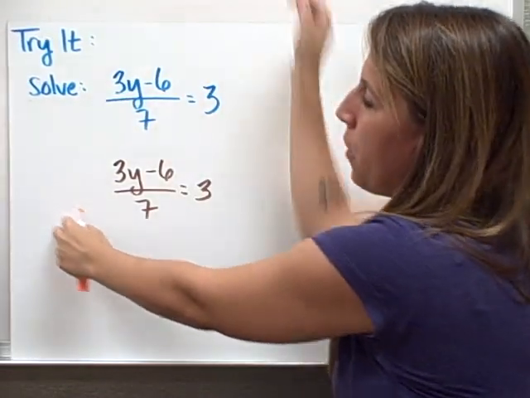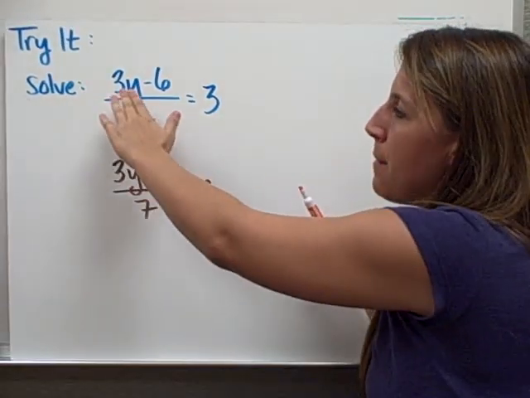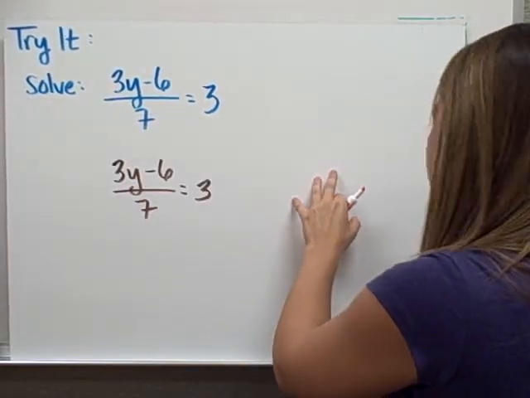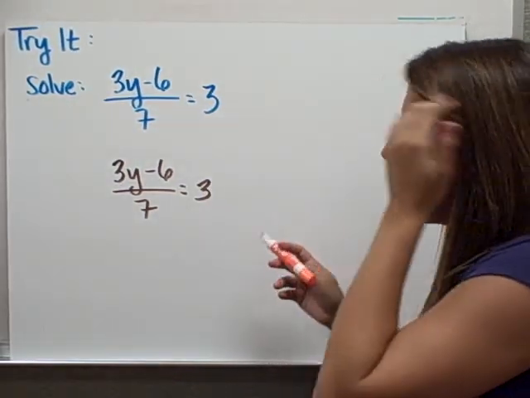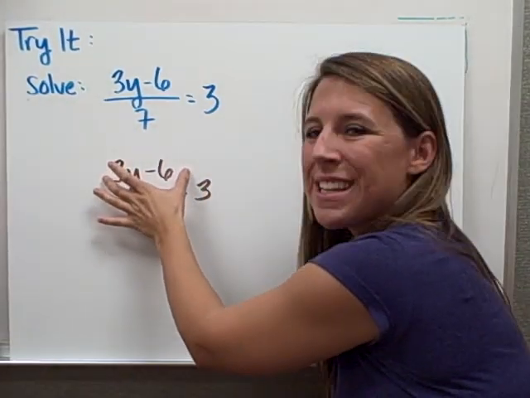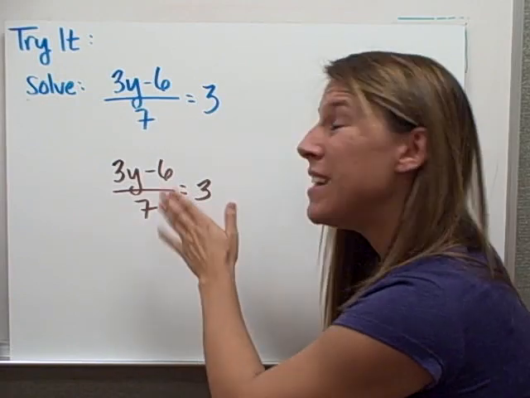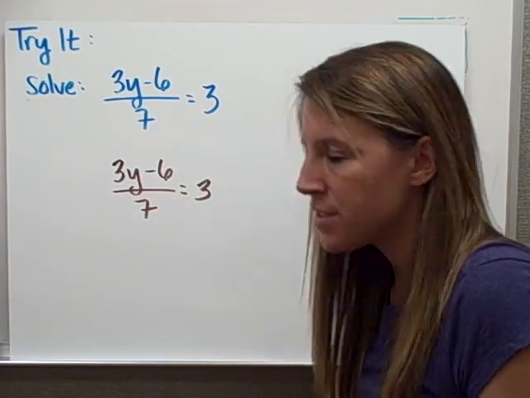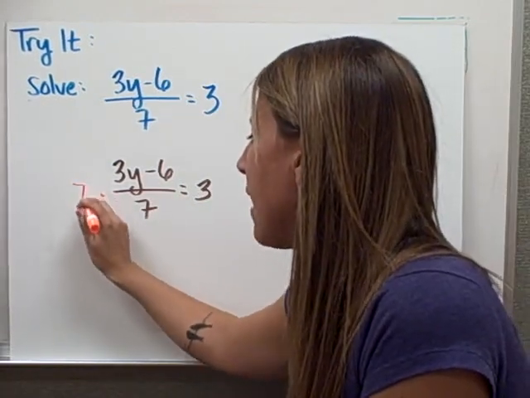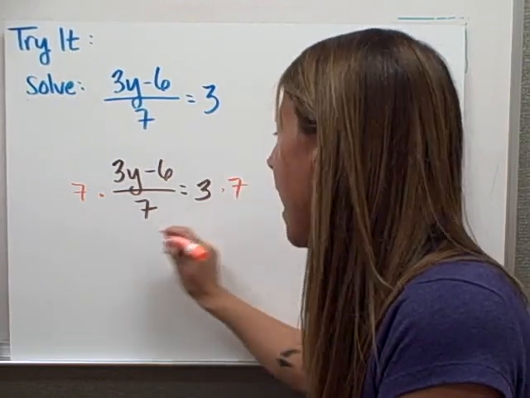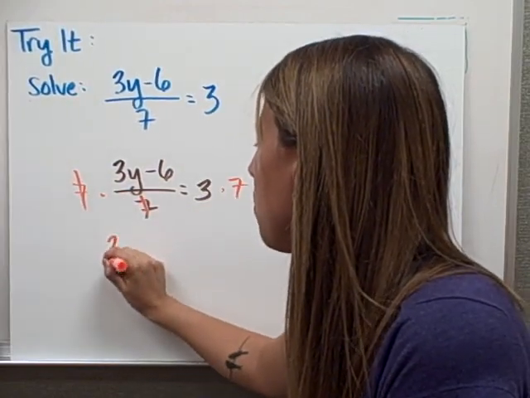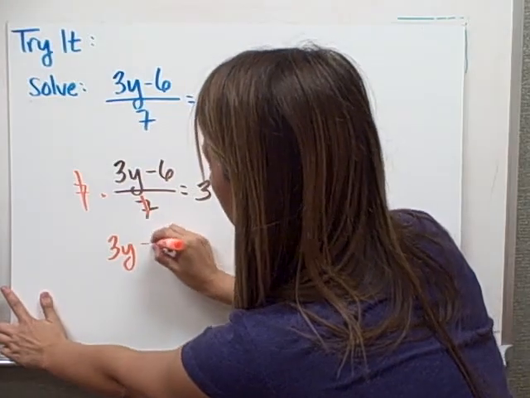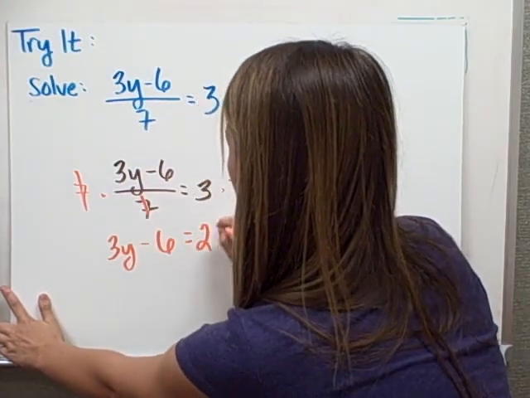So here we're going to try one together. I have 3y minus 6 all divided by 7 equals 3. So remember that this is like an expression being divided. So I need to undo that division first. So I have to multiply by 7 on both sides. This leaves me with 3y minus 6 equals 21.